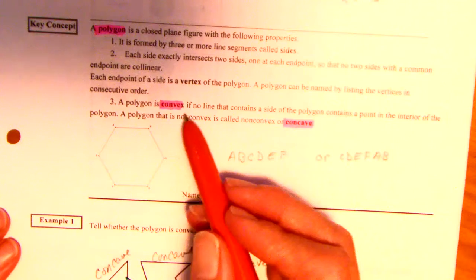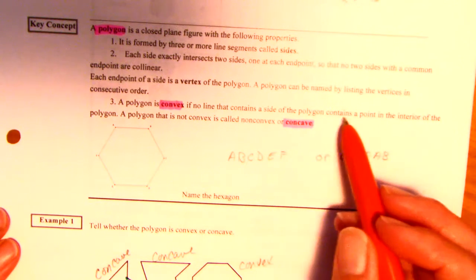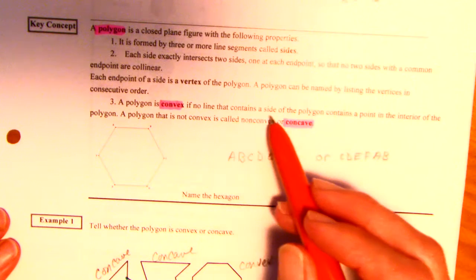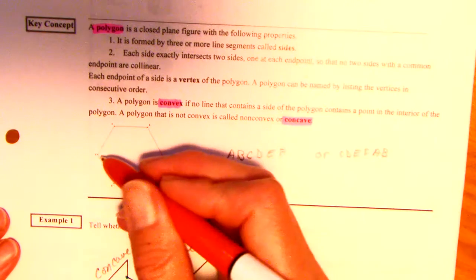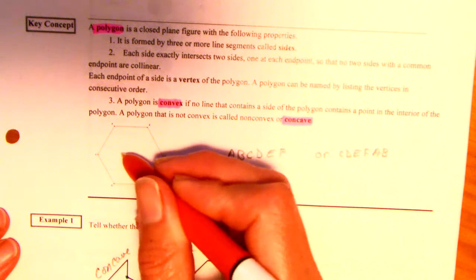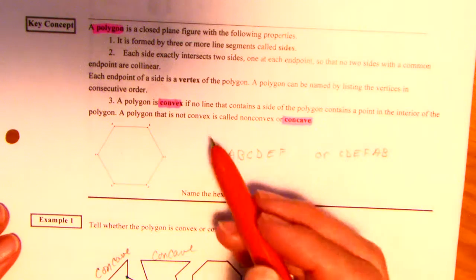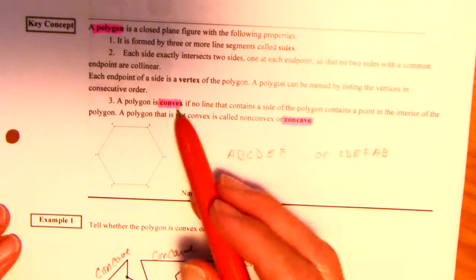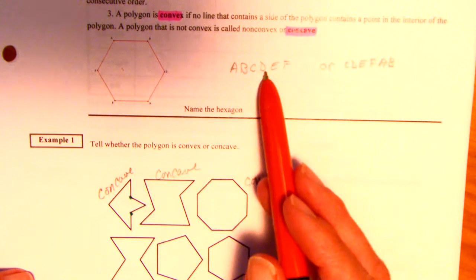A polygon is convex if no line that contains a side of the polygon contains a point in the interior of the polygon. So basically, if this point was in here and it connected, it would be an interior point. Otherwise, it's concave. So here we go. Now, I named those hexagon up here. There are lots of different varieties, probably 6.